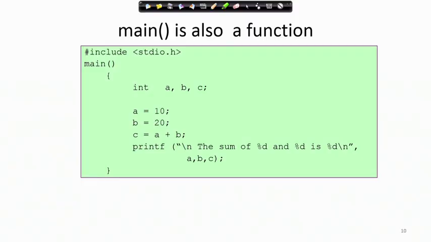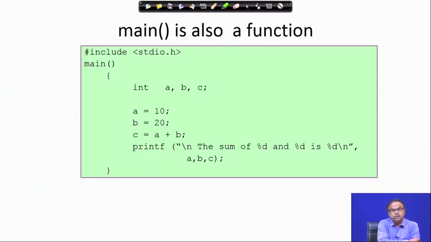Next, we move to this: main is also a function. I have already said that main is also a function. This is clear to you now, but just quickly have a look at this. Here I have identified some variables A, B, C, which are integers, and the same old program, and this is also a function.